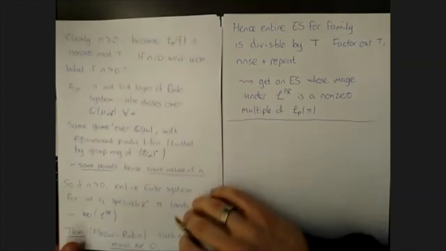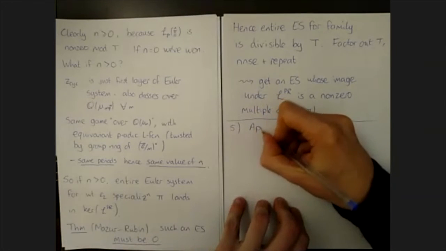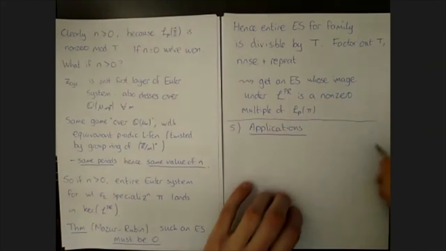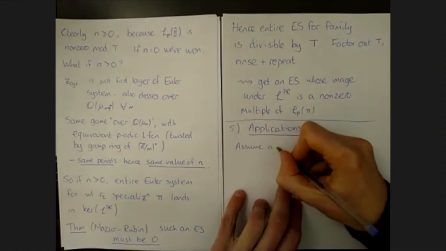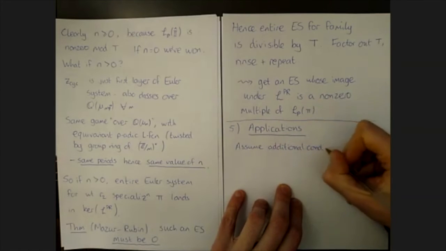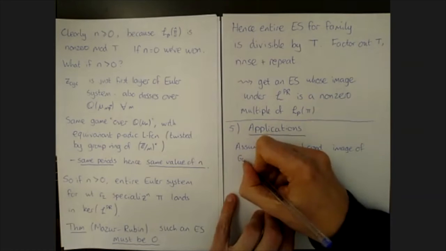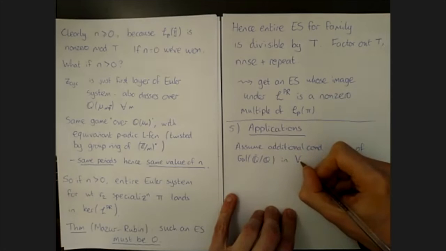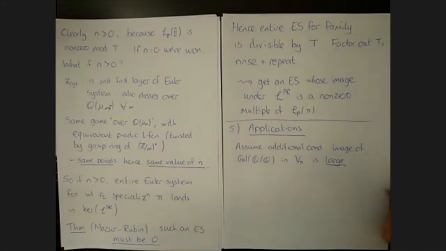So let me just clean up some applications of this. What are we up to? Section 5. So I'm now going to assume an additional condition, which is that the image of the Galois action on V_pi is large.